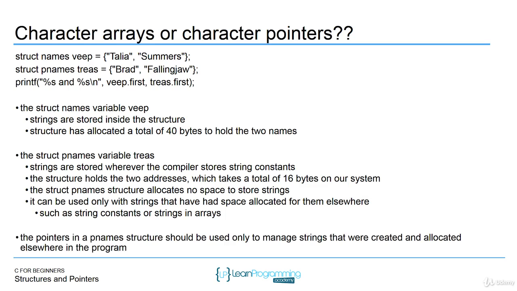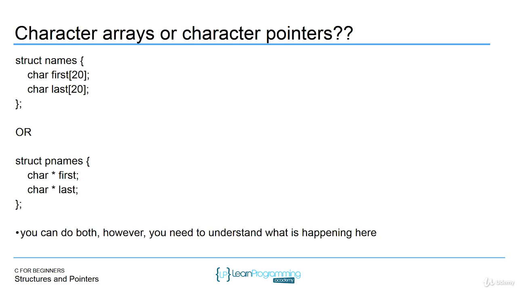So the pointers in the pnames structure should be used only to manage strings that were created and allocated elsewhere in the program. You do not want to assign data to that unless you have dynamically allocated it or it has been allocated somewhere else, maybe by an existing struct or something. But typically you're going to want to malloc those pointers.